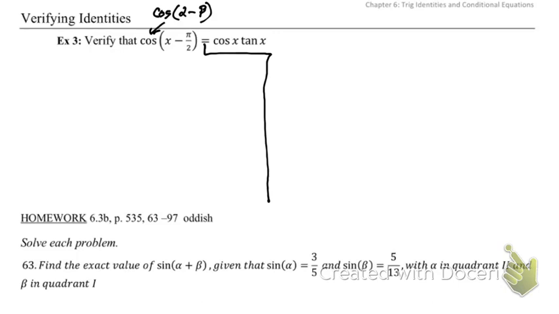All right, so we can rewrite this with the cosine identity: cosine cosine plus or minus sine sine. So that means we're going to have cosine of our alpha, which is x, times cosine of our beta, which is pi over 2. And with cosine, it's actually plus. And then it's going to be sine x times sine pi over 2.